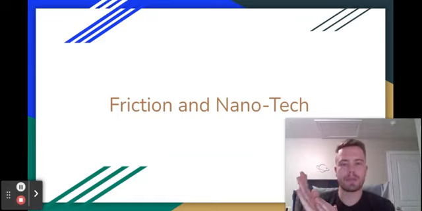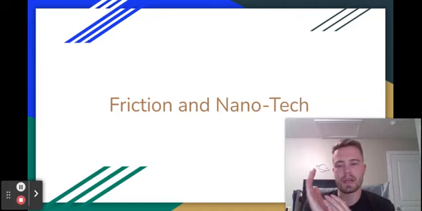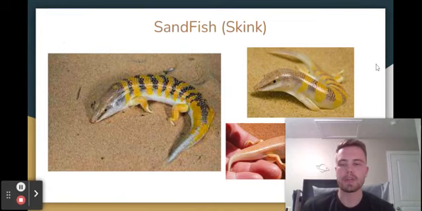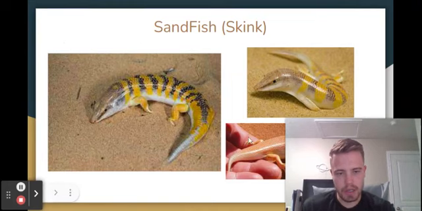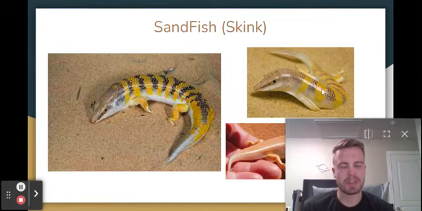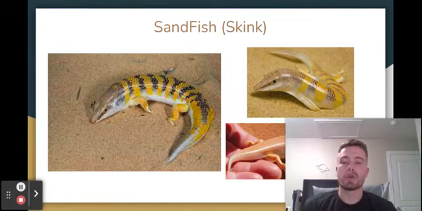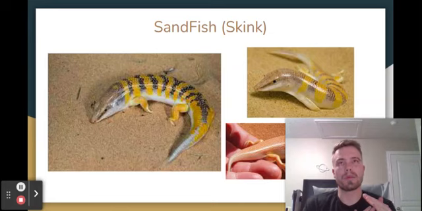So a really cool animal that we can see an example of this in the animal kingdom would be the sandfish. The sandfish has adapted these cool scales. I'll point out with my cursor these scales on it that make them silky smooth to the touch. So with these scales, they're actually able to glide through the sand a lot easier, a lot more frictionless than they would if they had normal reptile scales.